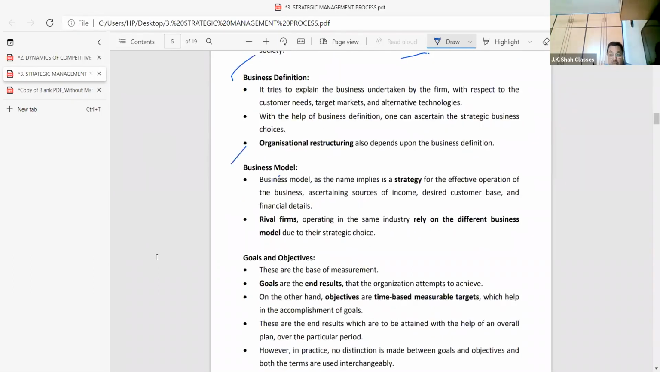The important goals and objectives. I told you all, beta, listen. The corporate sector has a vision. To achieve that vision, the business level defines the business and the business model. Whatever they have said, the functional level translates into action. They have goals and objectives. As the functional level achieves goals and objectives, the corporate level will be able to achieve the vision.